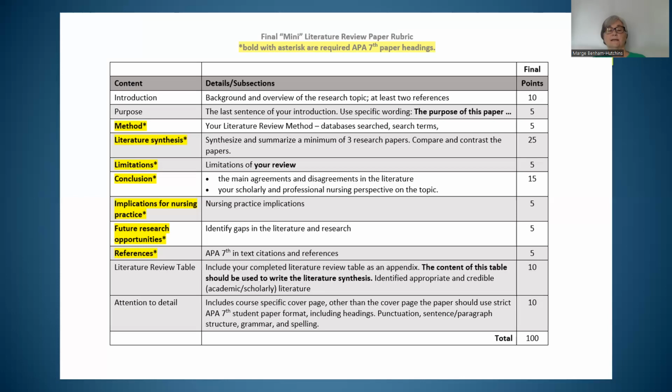Your nursing practice implications, we've called this before implications for practice, but they're the same thing. What does a nurse need to know? What would be a takeaway for a nurse? What would they learn from your paper? And this is your paper, not necessarily the research studies, but how you pull together all 3 of your selected research papers, and that will be the practice implications.